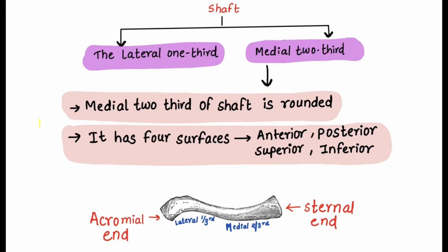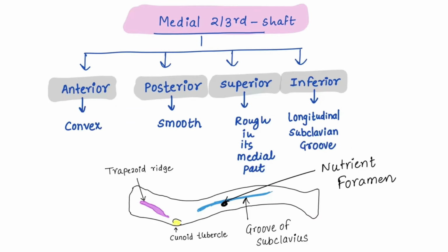The medial 2/3 of the shaft is rounded in shape and it has four surfaces: anterior, posterior, superior and inferior. The anterior surface of the medial 2/3 shaft is convex, the posterior surface is smooth, the superior surface is rough in its medial part, and the inferior surface has a longitudinal subclavian groove. And at the lateral end of this subclavian groove, there is a nutrient foramen.